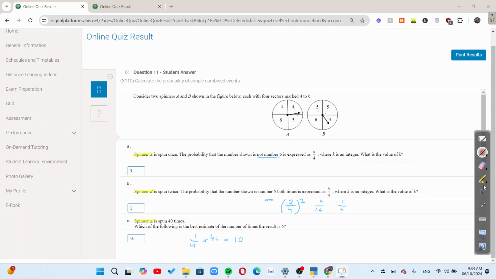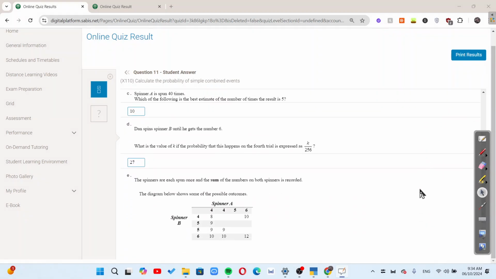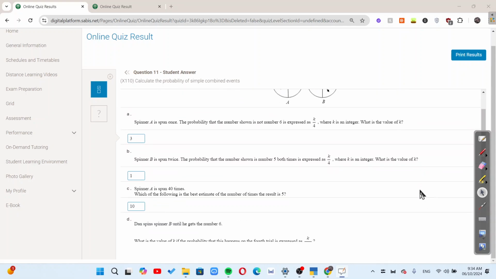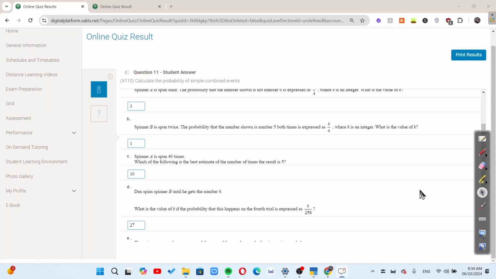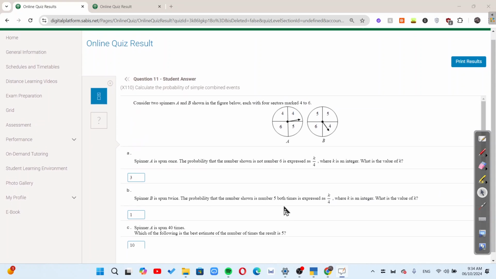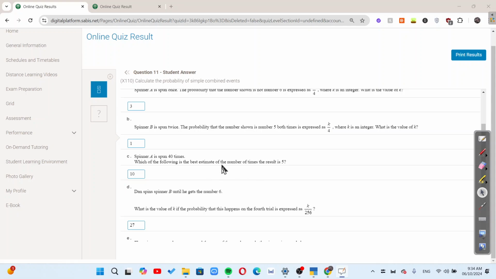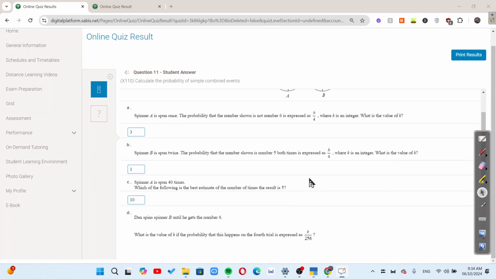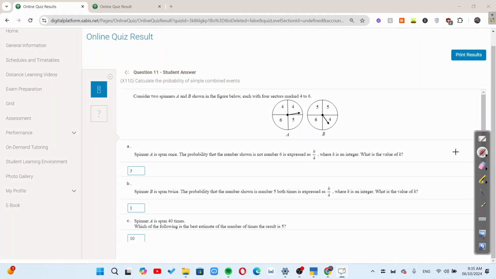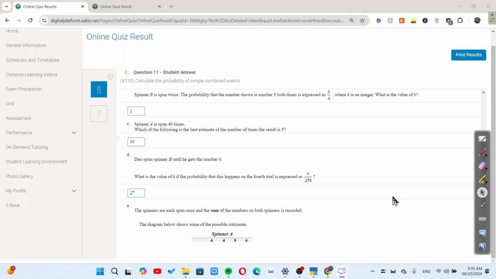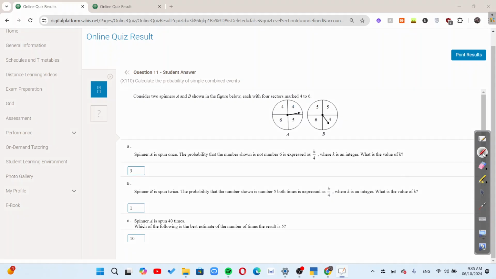Now let's go on to the second half of the questions. So D, let's go to it. Dan spins spinner B until he gets the number 6. What's the probability that it happens on the 4th trial? So if it happens on the 4th trial, you need to calculate the probability that he does not get the number 6 three times, then he gets the number 6. So first, what's the probability of getting the number 6 in spinner B? It's 1 over 4. And the probability of not is 3 over 4.